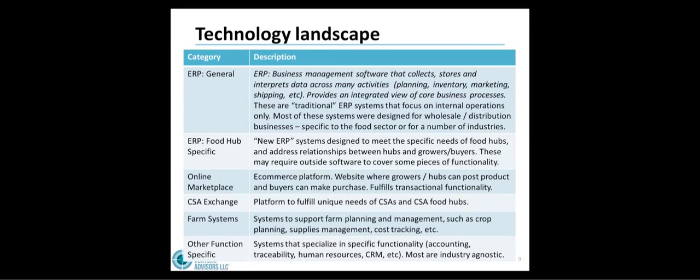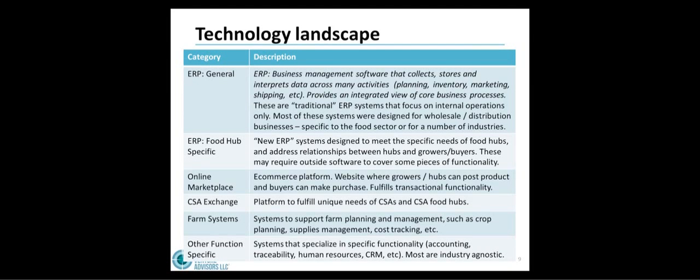The third is an online marketplace. These are e-commerce platforms that allow growers and hubs to post products and for buyers to make purchases, and they tend to fulfill the transactional, inventory posting, inventory management and sales part of the equation. They sometimes do and sometimes don't also fulfill logistics and financial management and accounting and whatnot.